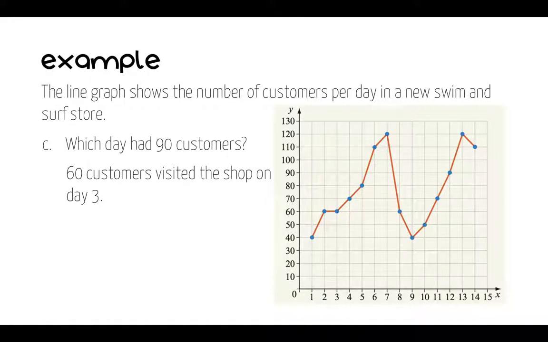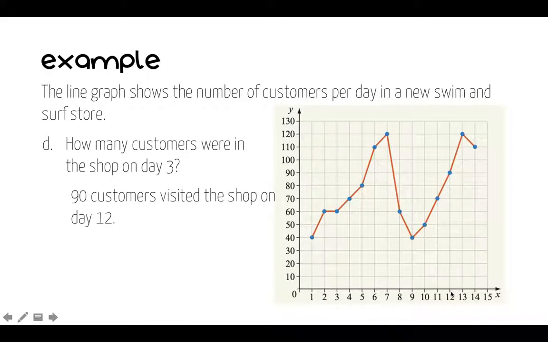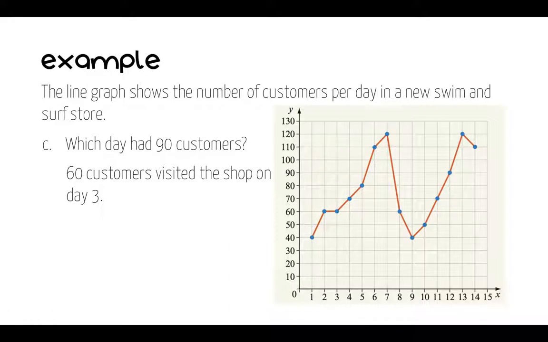So 60 customers visited day 3, and which day has 90 customers? So we go 90 here, and we go across till we find one of our dots. There it is. So day 12. So if we go back here, it says day 12. So there was a bit of a muddle up there. I don't know how that happened. And so that's it. So what you're going to do now is you're going to work through chapter 10b and answer those questions.